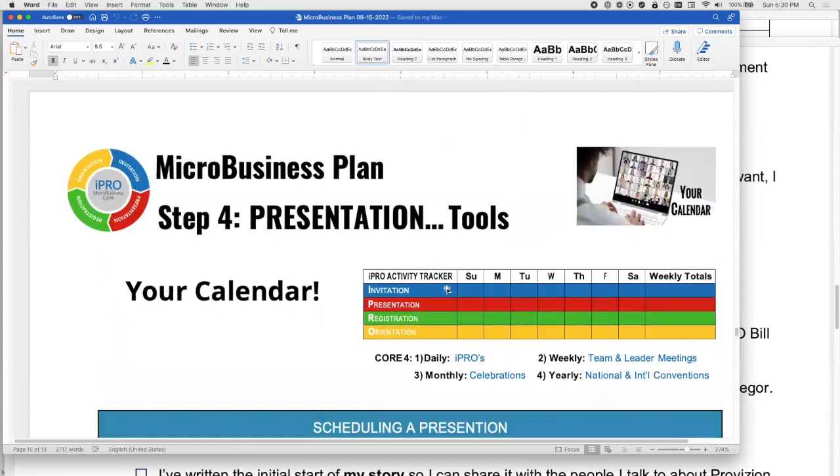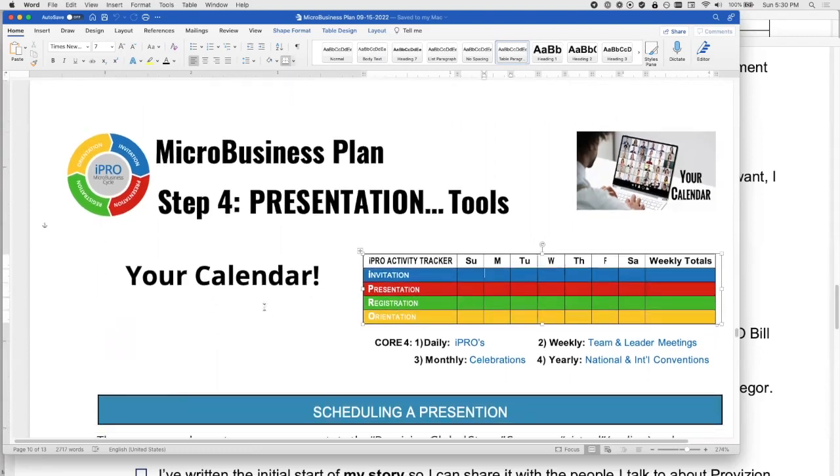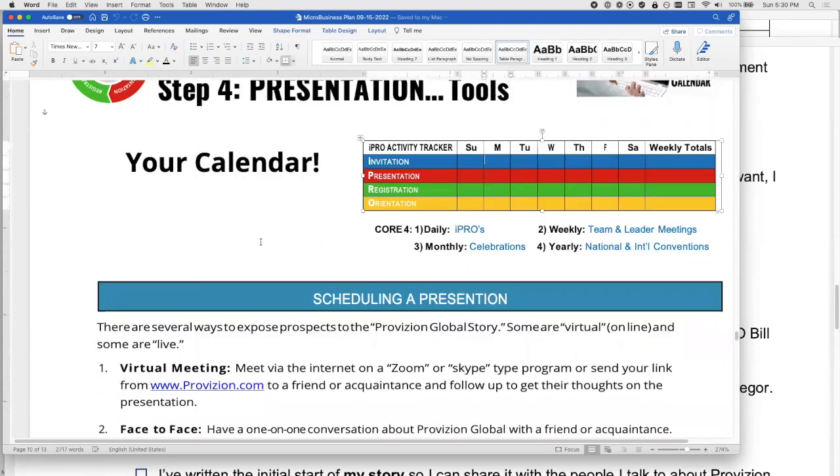Here are activities that you go through. How many invitations are you making? Sunday, Monday, Tuesday, Wednesday, etc. How many presentations are they going through? How many people are you registering? This is how you track yourself. This is for you. How many meetings are you going to? Are you going to the conventions or the fly-ins, as we call them, which you'll hear about later on.